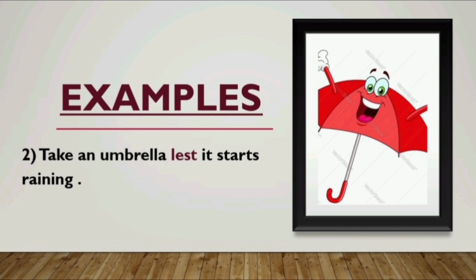Next example is, take an umbrella lest it starts raining. Why do you have to take an umbrella? Lest it starts raining. So here also it explains the reason, the purpose, or it gives an explanation to the action performed, right, or the motivation behind the action.